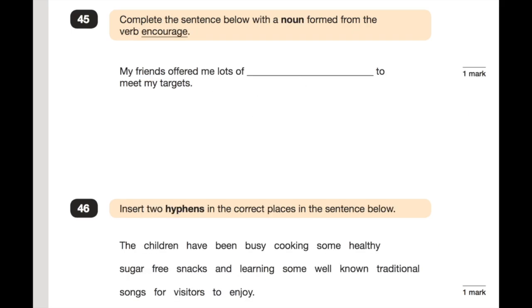Number 45, similar to the last question. Complete the sentence below with a noun formed from the verb encourage. My friends offered me lots of encouragement to meet my targets. The answer is encouragement. Now you have to spell it right to get the mark, so really make sure that you have checked it and you haven't misspelt it in any way.